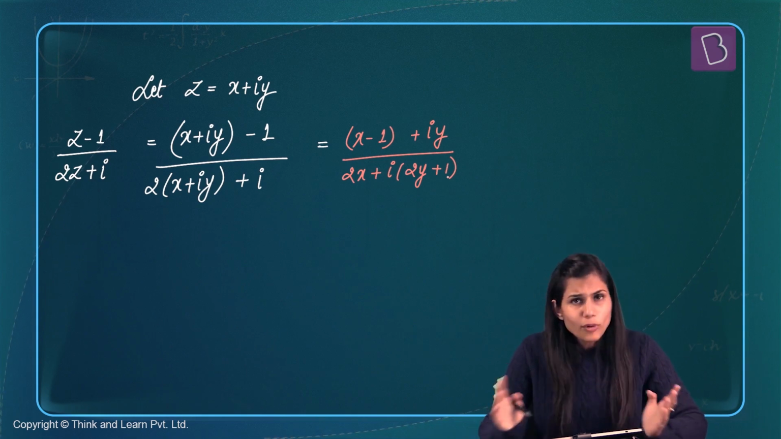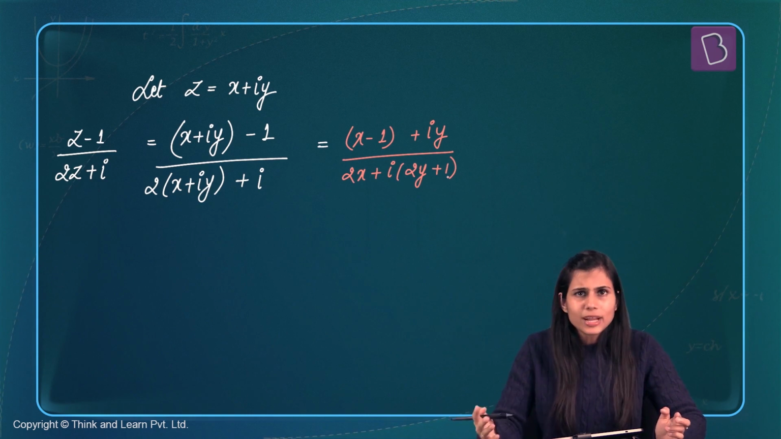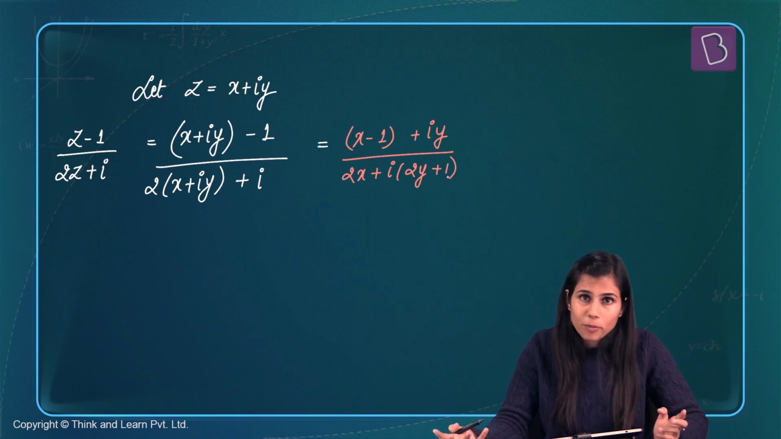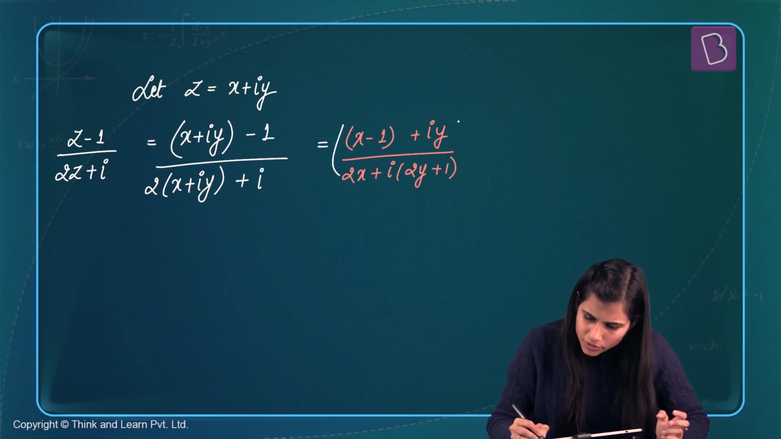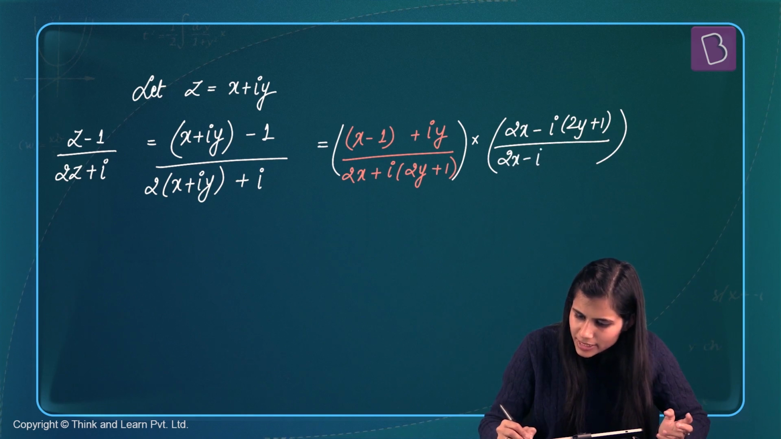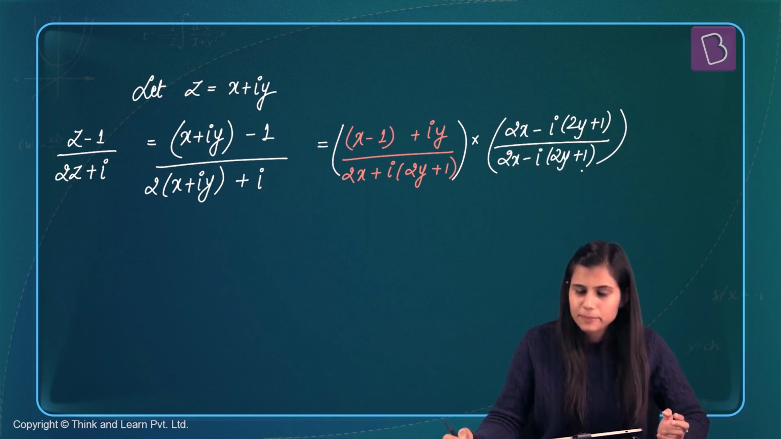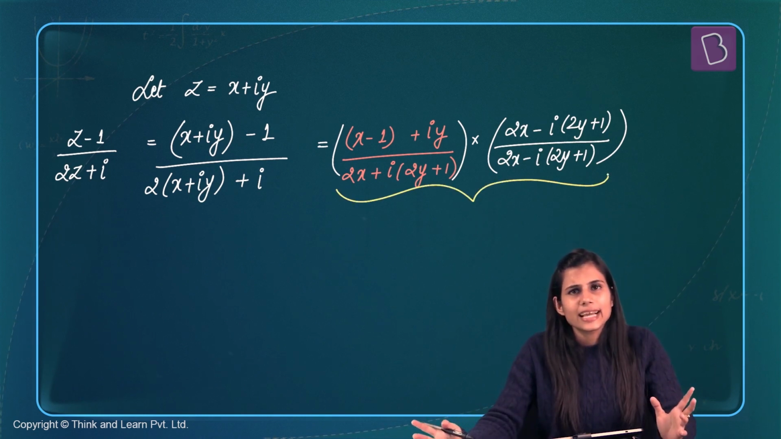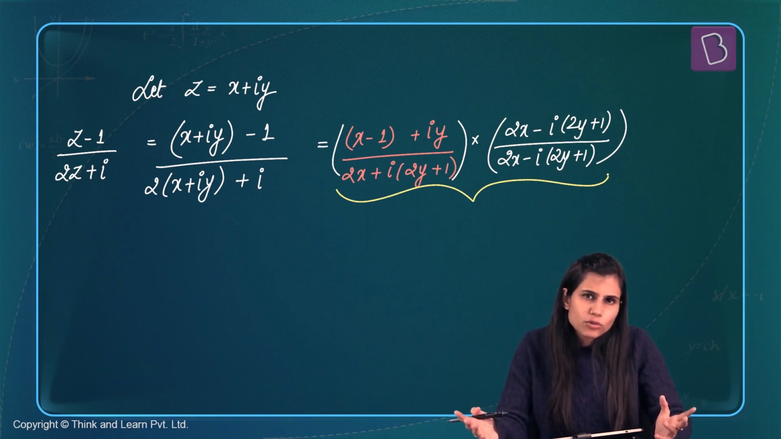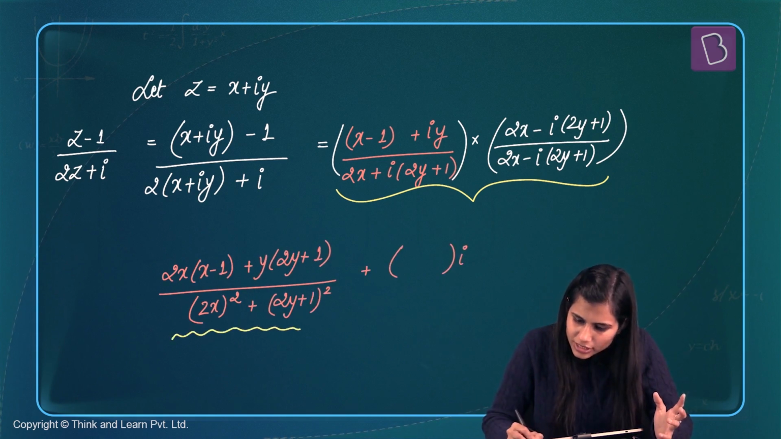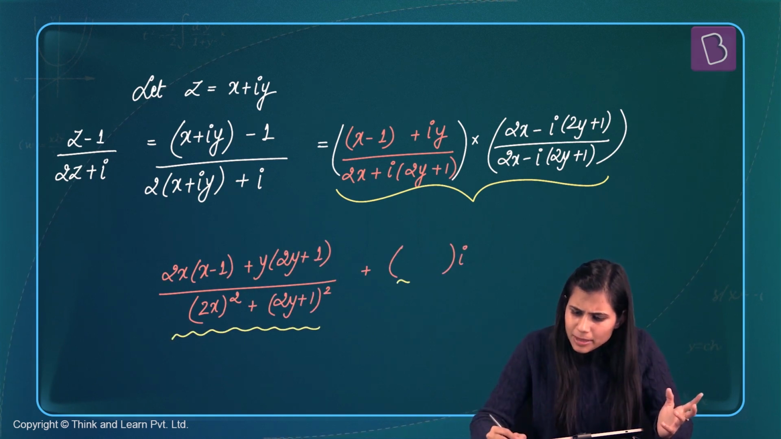Okay. Now, in order to simplify this, the very basic thing is to rationalize, isn't it? Rationalize means I'm going to multiply and divide by the denominator's conjugate complex number. So that is going to be pretty straightforward. I'll multiply by 2x minus iota times 2y plus 1 and divide by the same thing, 2x minus iota times 2y plus 1. Now, when you actually solve this, it is just going to be analytic calculations. So using the properties of iota, when you solve this, what you get is a complex number with this as the real part, and something as the imaginary part.